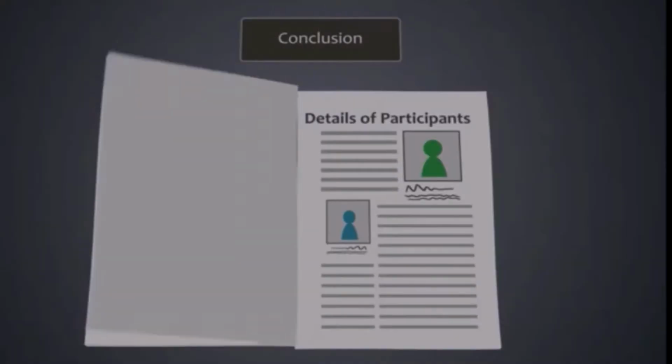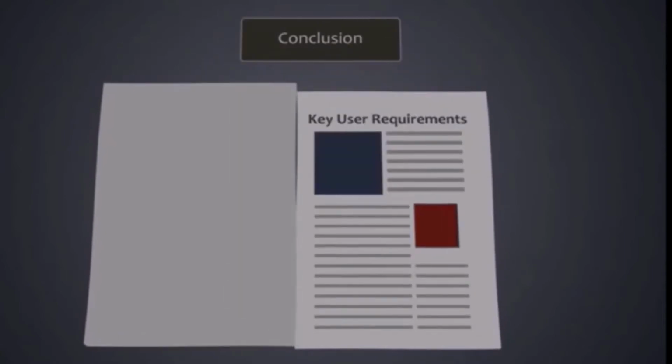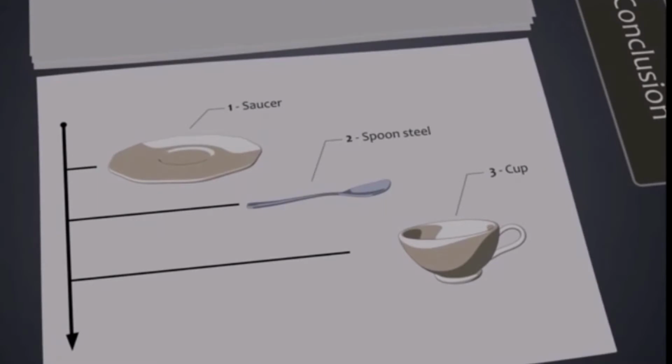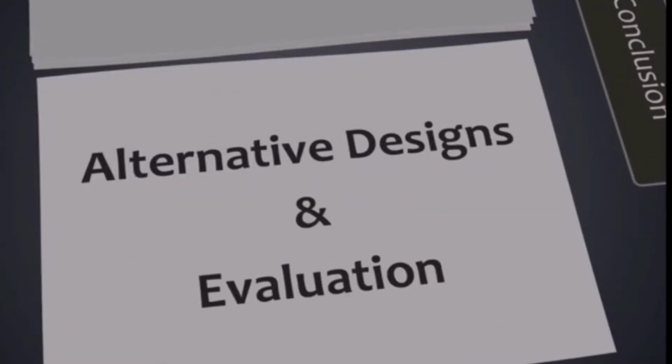The last step of the DFMA process primarily involves the creation of the report. It includes the state of participants in the DFMA process, the date and location at which it is held, key user requirements, the outcome of the analysis, assembly diagram, alternative design, and evaluation.